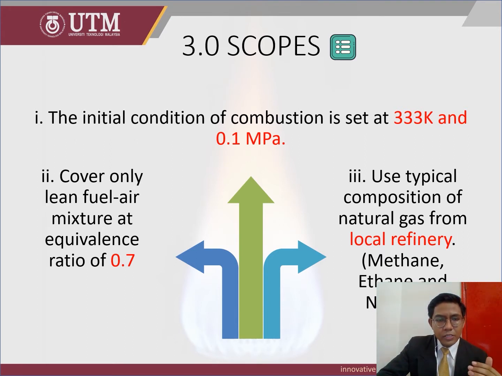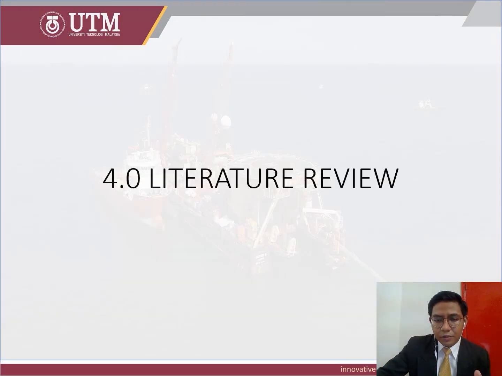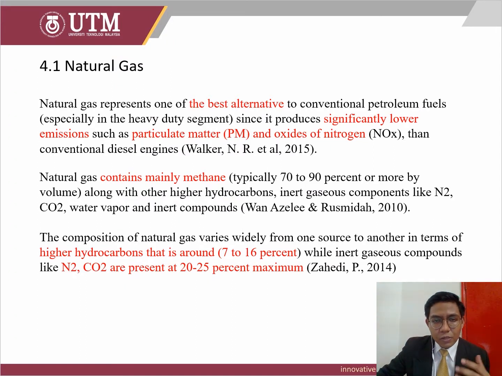So the second scope is covering only lean fuel admixture at equivalence ratio of 0.7. This is to achieve the best fuel economy of combustion properties. And the third is using typical composition of natural gas from local refineries, such as the methane, ethane, and nitrogen gas.